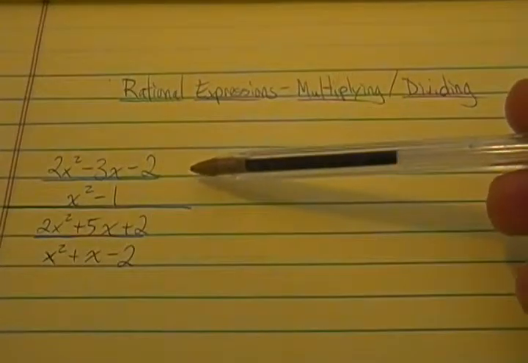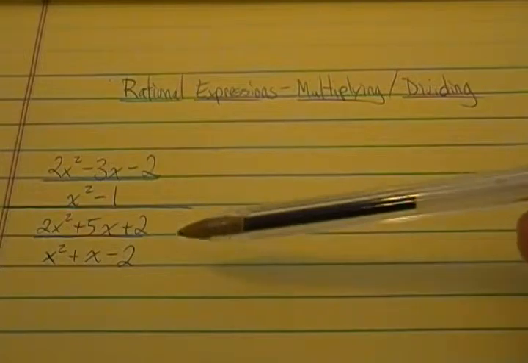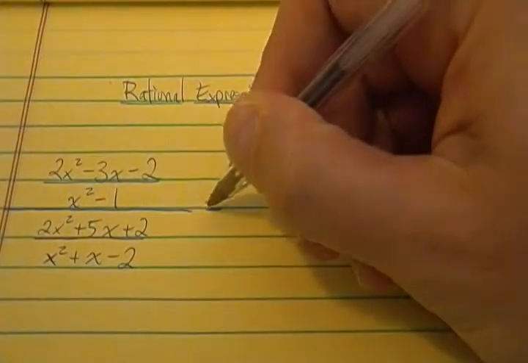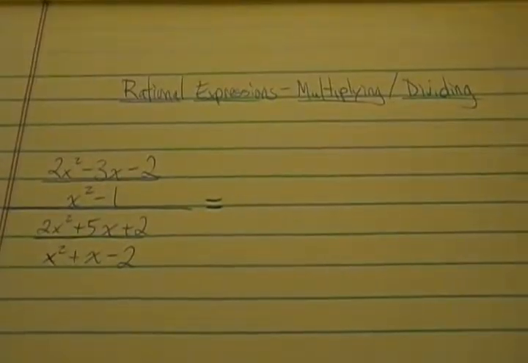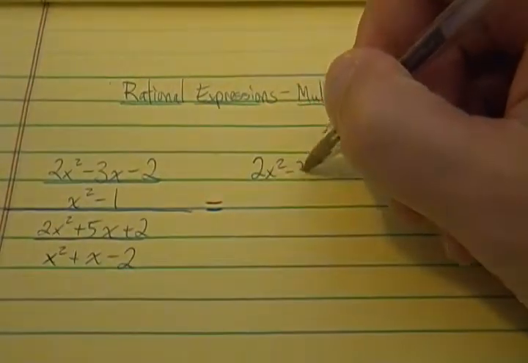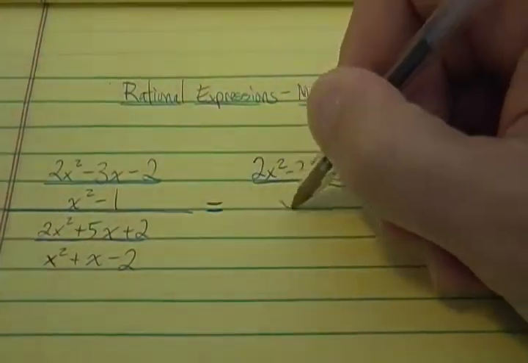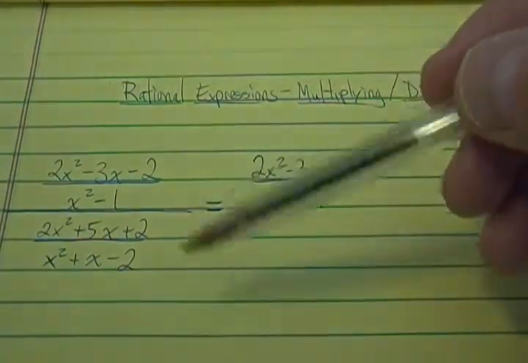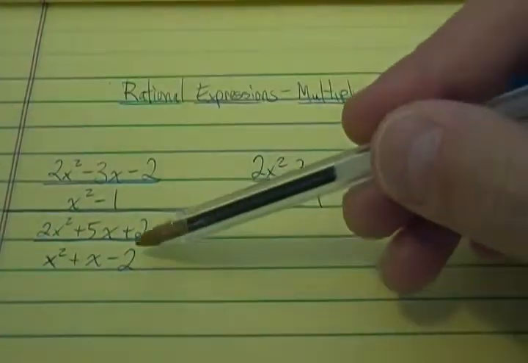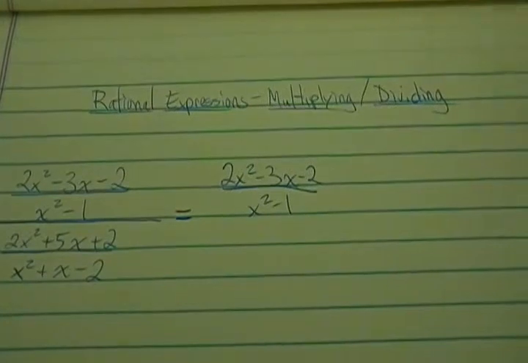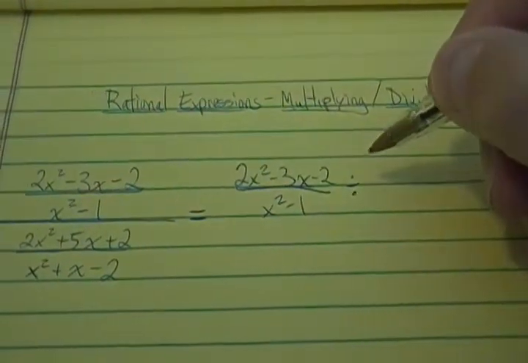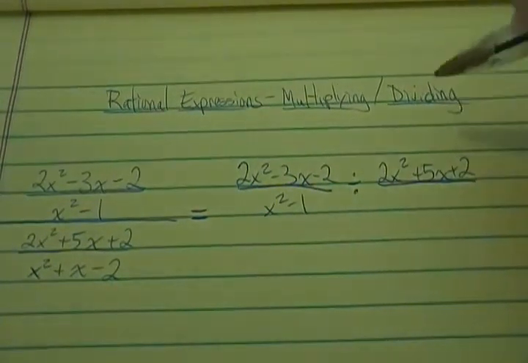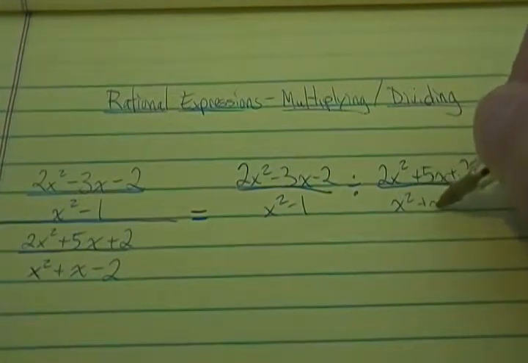With a compound fraction like this, where we have a fraction in the numerator and another fraction in the denominator, the way I like to start is to rewrite it, instead of a compound fraction, as a division problem. So I'm going to make this 2x squared minus 3x minus 2 over x squared minus 1. That's my smaller fraction within the numerator. But remember, a fraction means that you're dividing. So it's this fraction up top divided by the fraction in the bottom. So it's 2x squared minus 3x minus 2 divided by the denominator fraction, 2x squared plus 5x plus 2 all over x squared plus x minus 2.